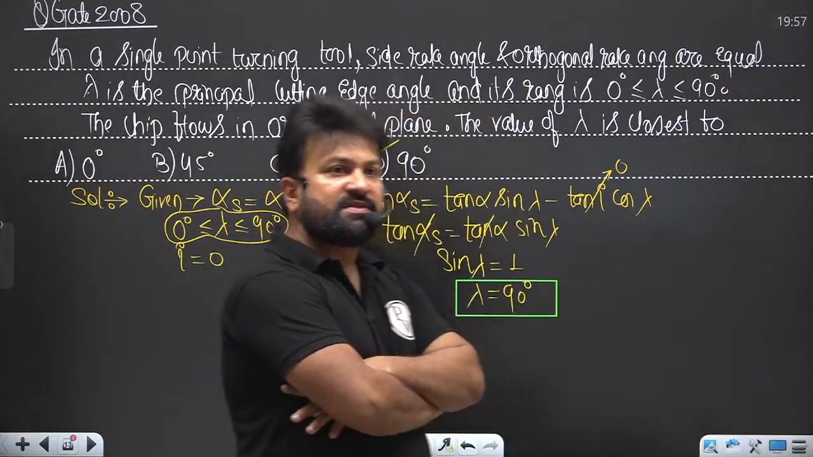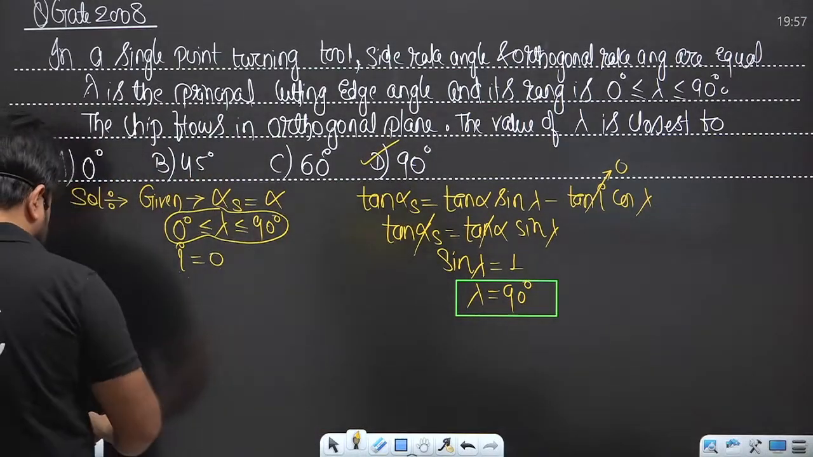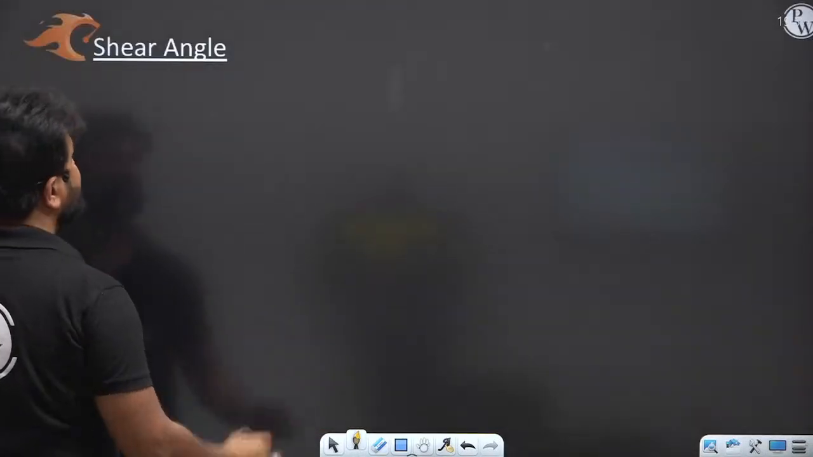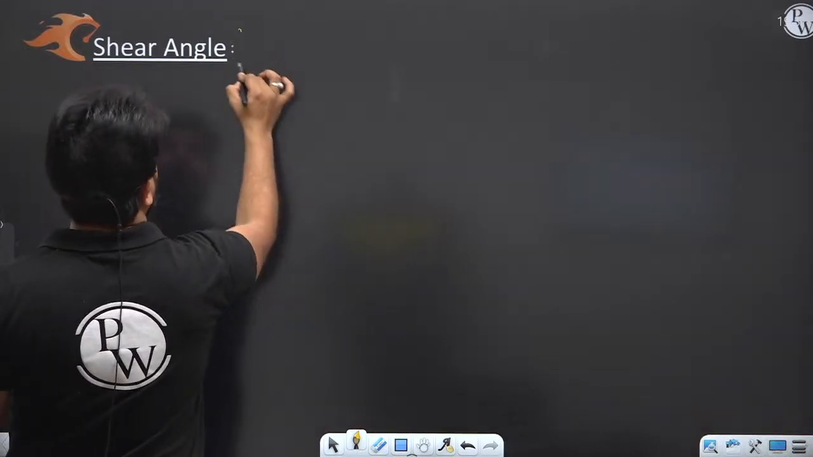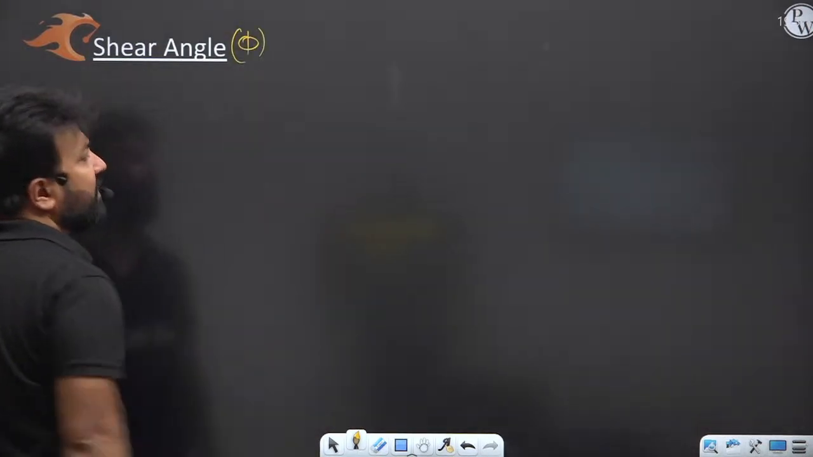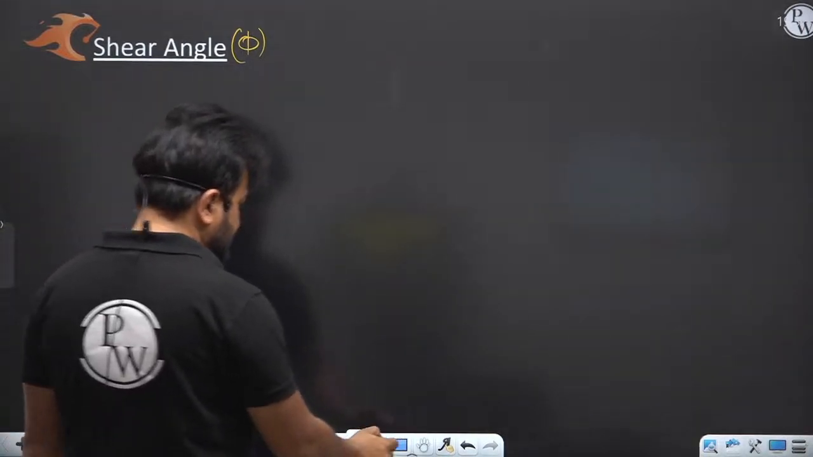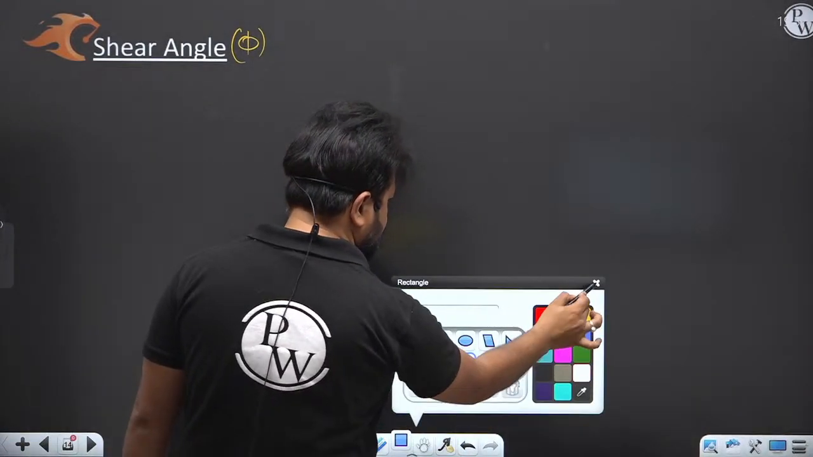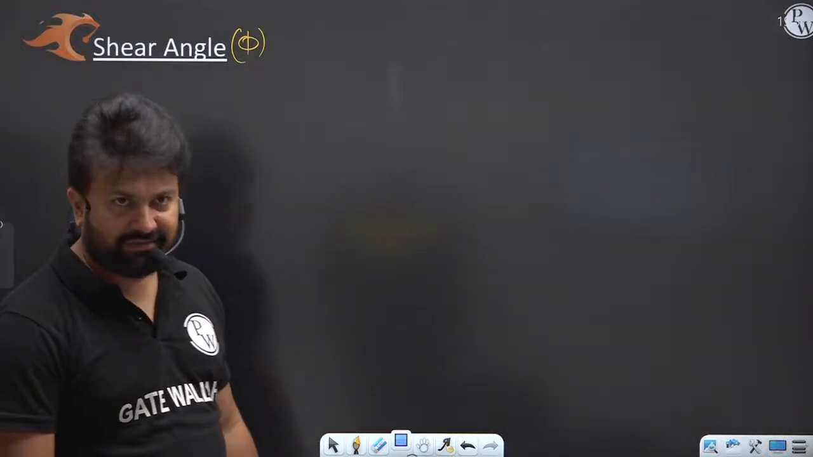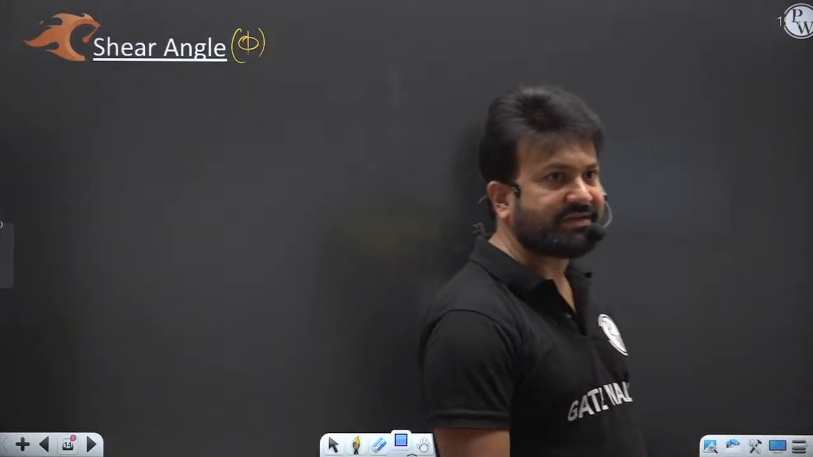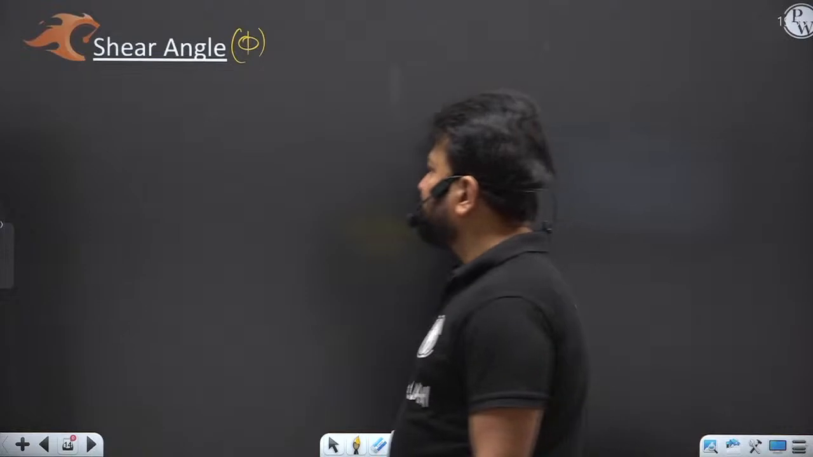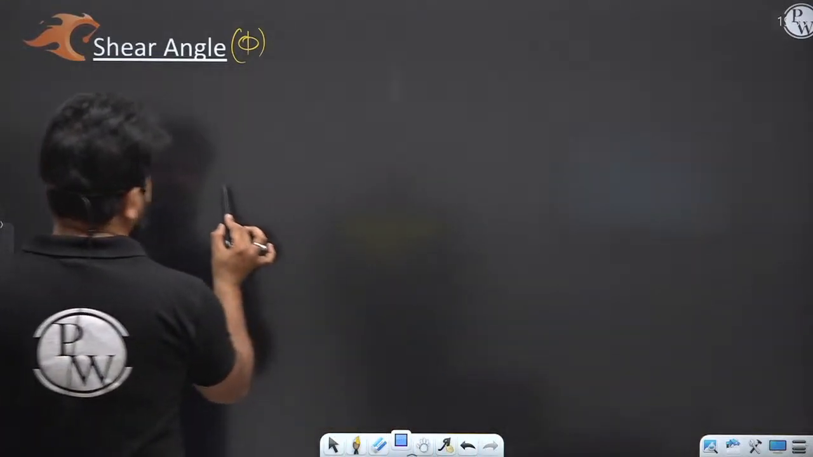Now the next concept which we are going to do is the shear angle, which is represented by phi. Here Amit sir is there, so welcome Amit Maurya sir. Now let's talk about the shear angle.